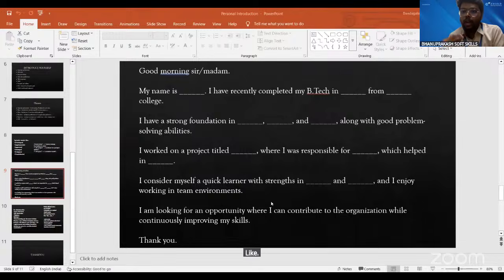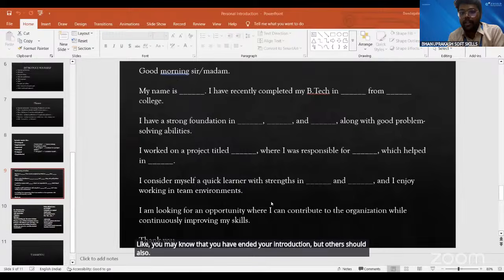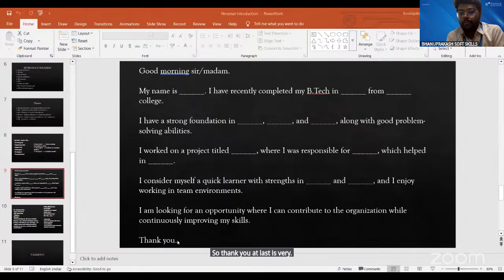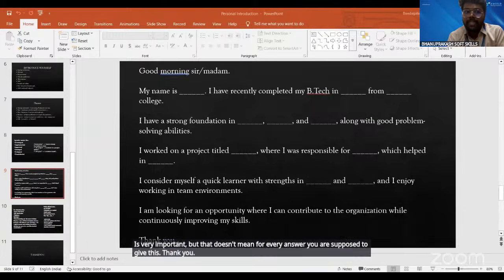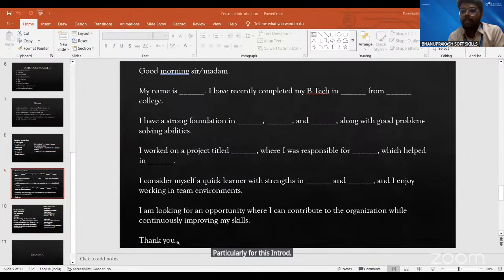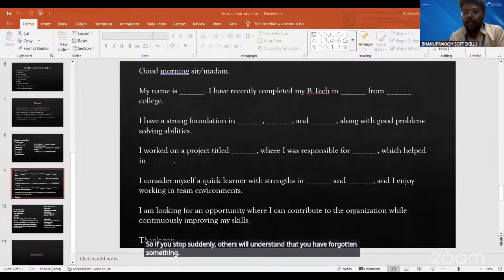You may know that you have ended your introduction, but others should also understand that you have ended it, right? So a thank you at last is very important to have. But that doesn't mean for every answer you are supposed to give this thank you. Particularly for this introduction that we keep speaking for 1 minute. If you stop suddenly, others will understand that you have forgotten something, but you know that you have completed.